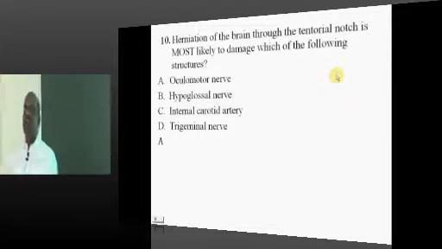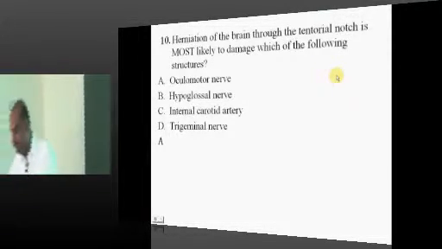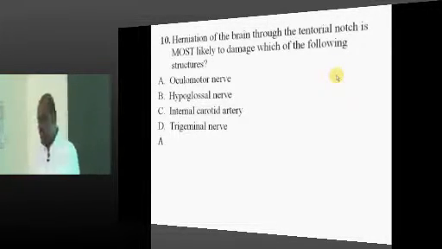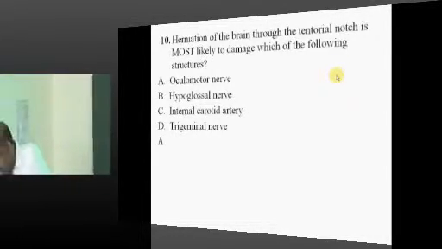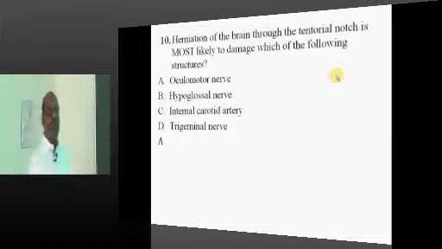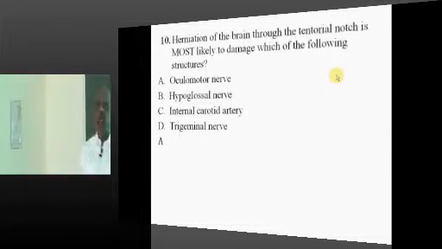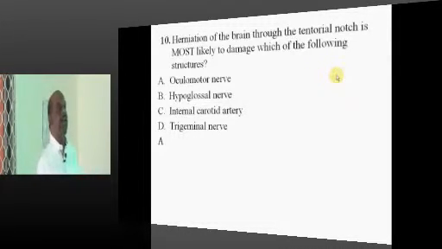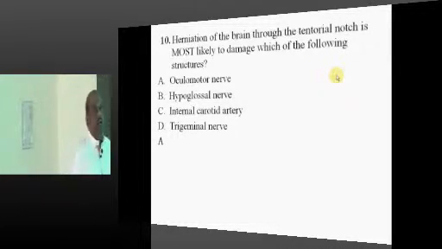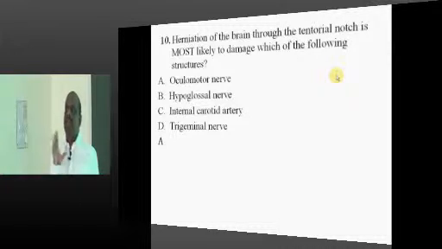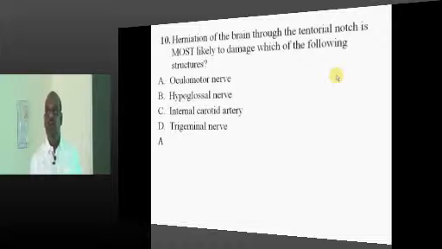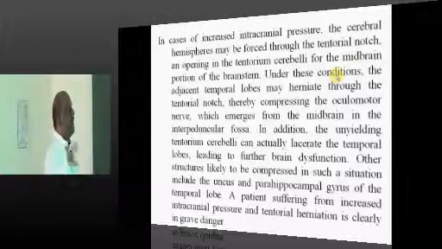Once the brain is herniating through the tentorium, then tentorial notch, that's right, as rightly mentioned by our online students Anuja and Swapna, it is the radial nerve which needs to be remembered for the lateral aspect. Now, herniation of the brain through the tentorial notch. What is the most important structure?